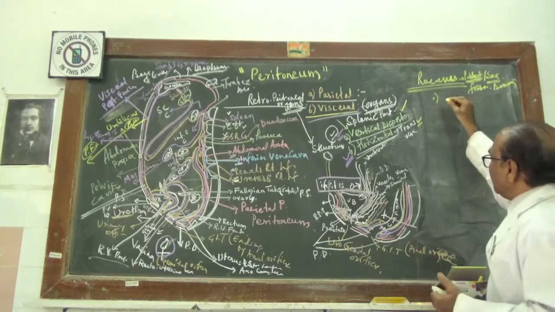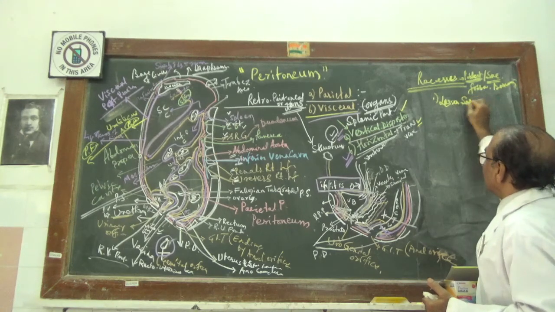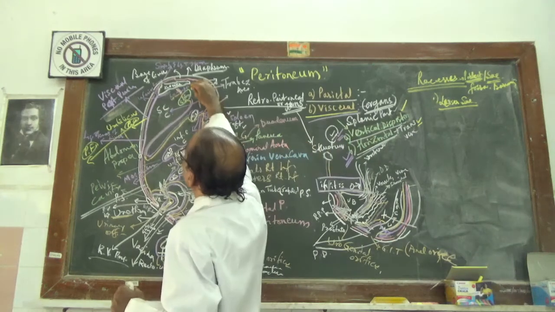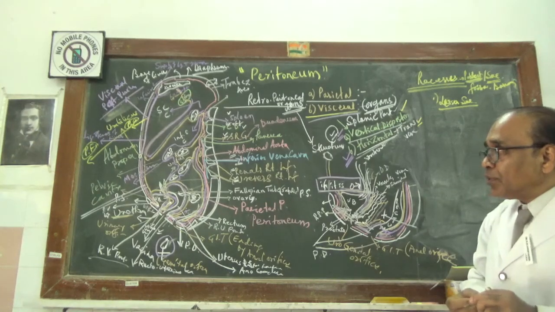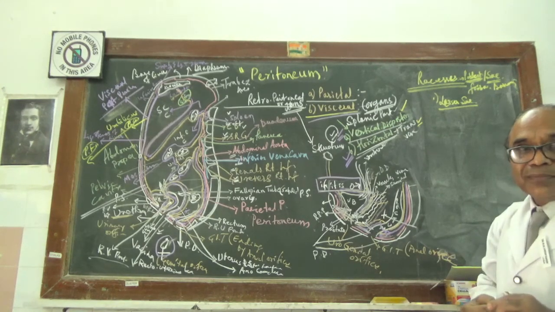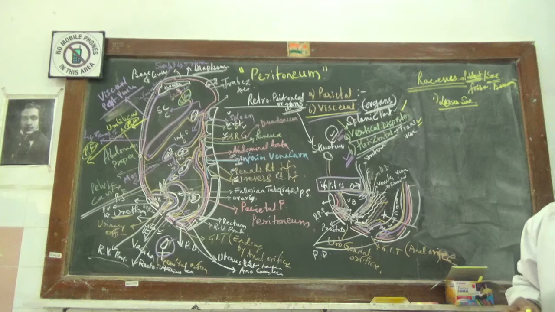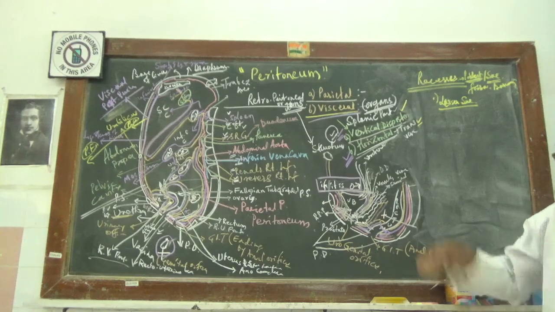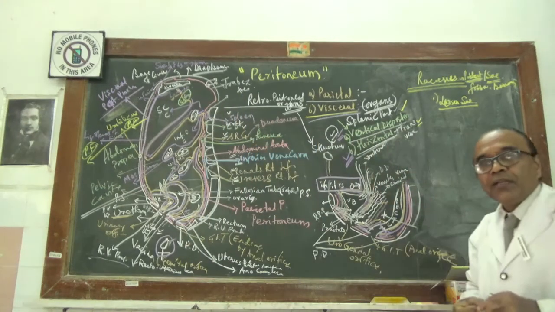Now we have to go to the lesser sac first. The lesser sac is the sac which is present behind the dorsal flap of the lesser omentum, posteriorly and below to the posteroinferior surface of the stomach, but in front and medial to the visceral surface of the spleen and the left crus of the diaphragm. That is called the lesser sac.